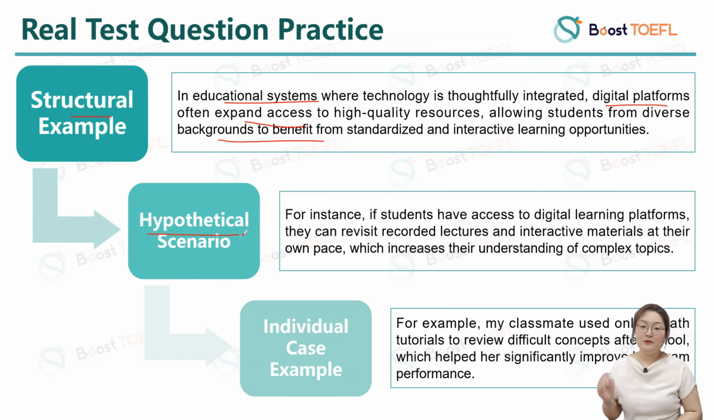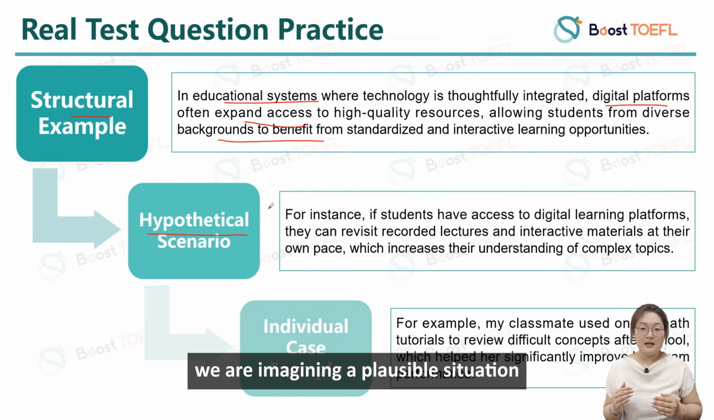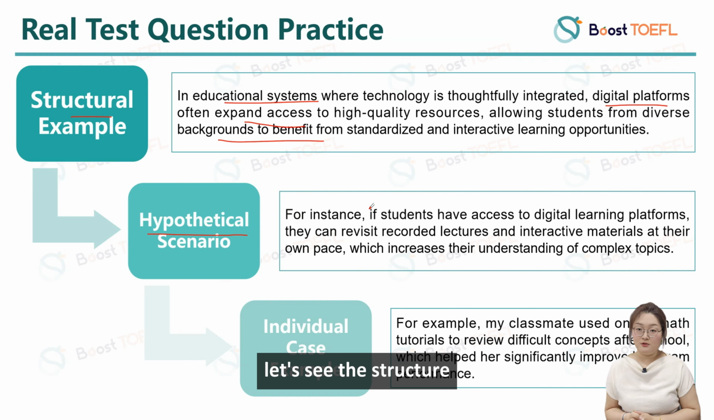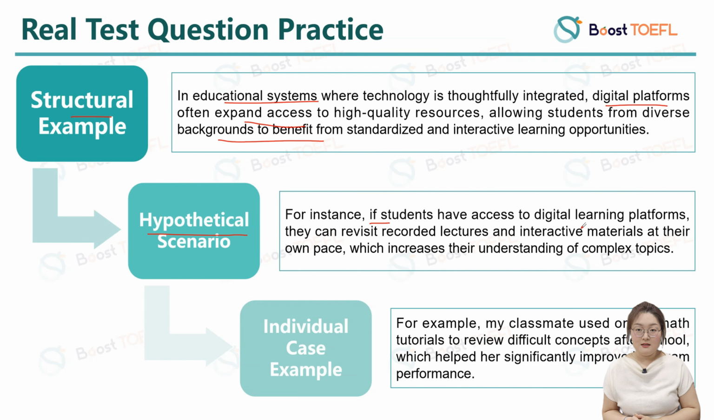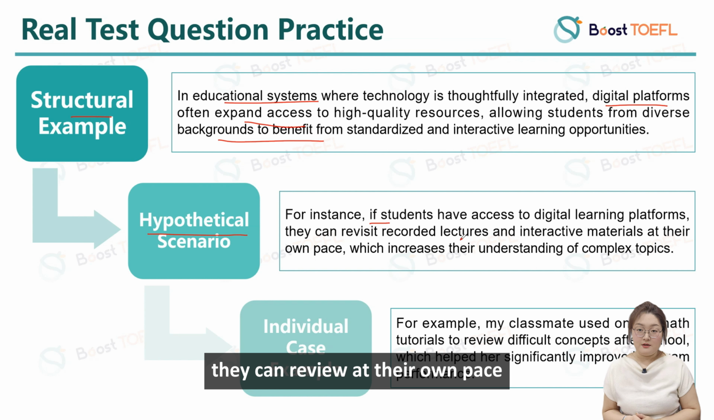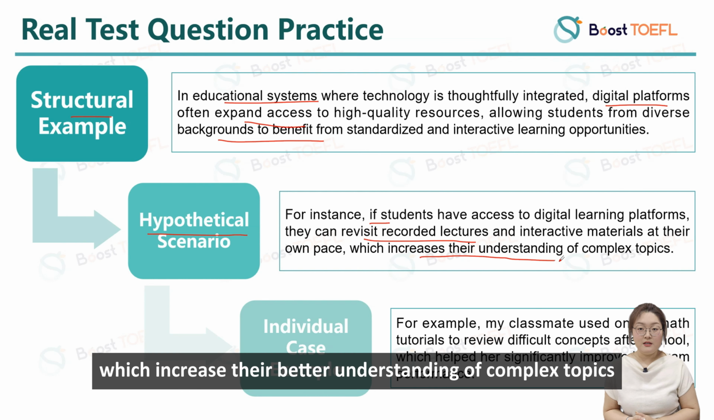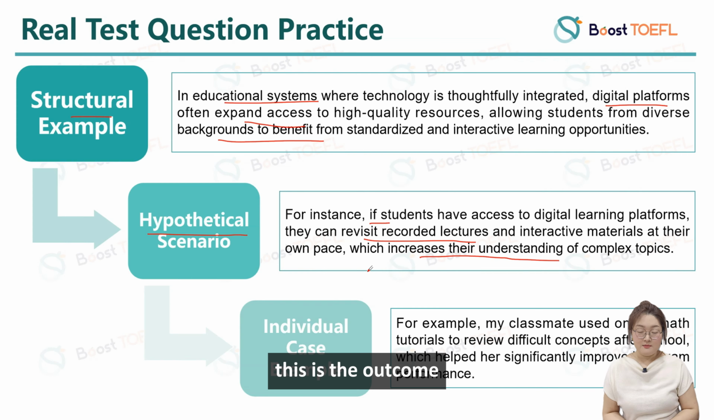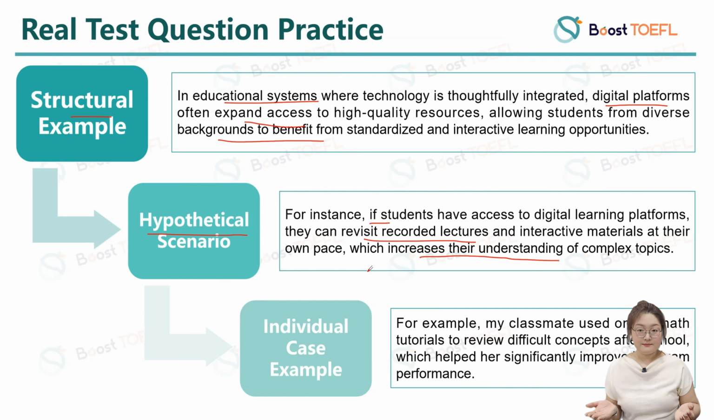Next, in the middle, we have hypothetical scenario. Here, we're imagining a plausible situation. Let's see the structure. If students have access to learning platforms, this is the if condition. Then they can review at their own pace. This is the consequence. And then, which increases their better understanding of complex topics. This is the outcome. So as you can see, this type of example is perfect for explaining how something works.